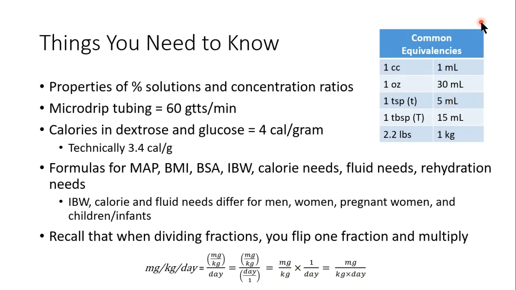And then just some common equivalences. 1 cc, or 1 cubic centimeter, is the same as 1 milliliter. 1 ounce is 30 milliliters. 1 teaspoon is 5 milliliters. 1 tablespoon is 15 milliliters. And 2.2 pounds makes a kilogram.